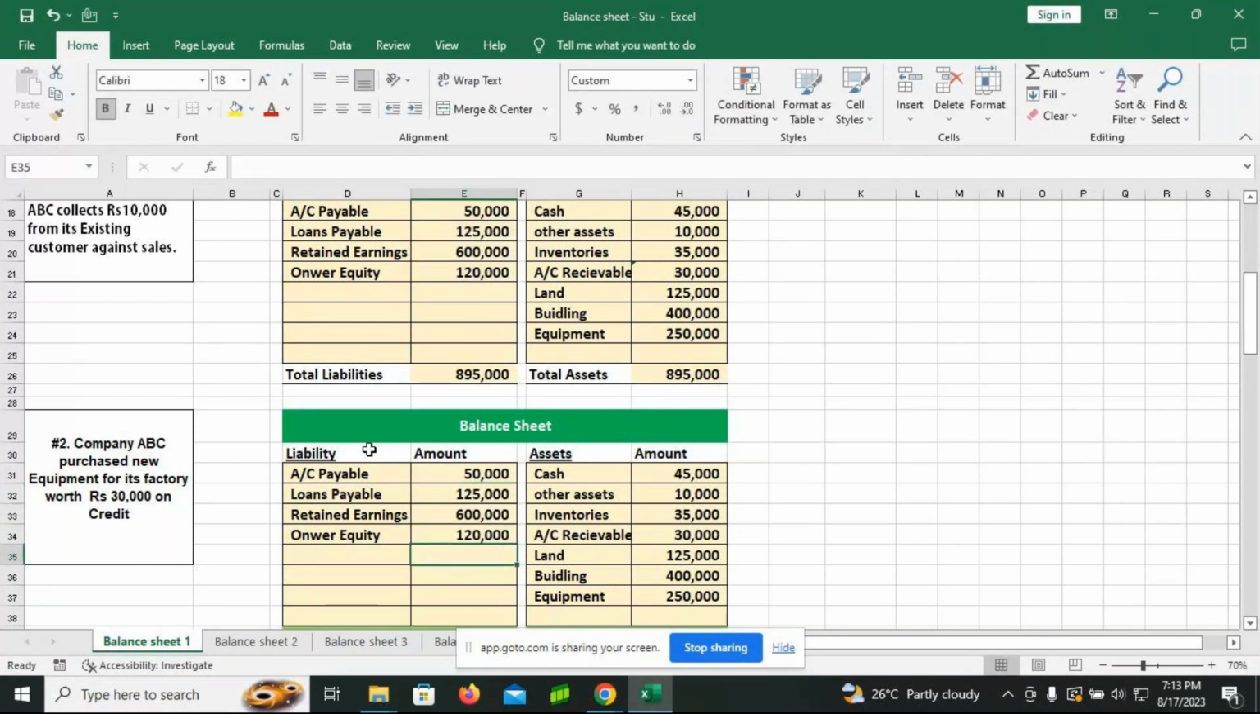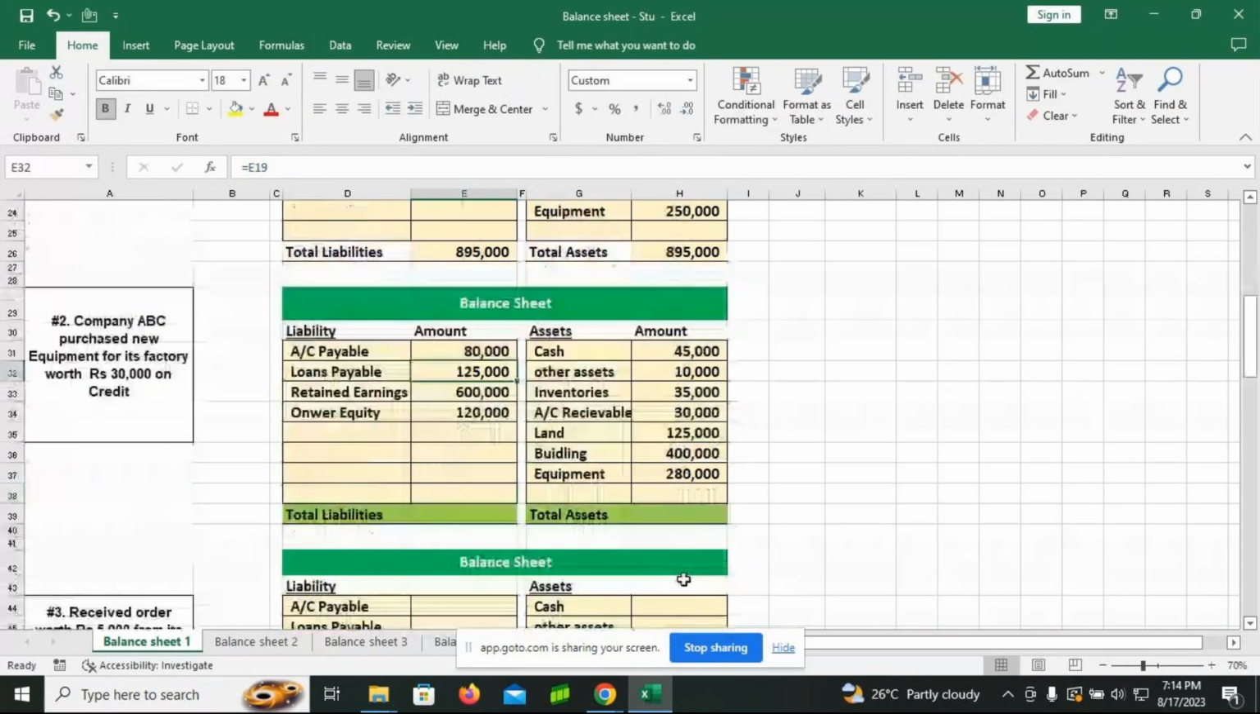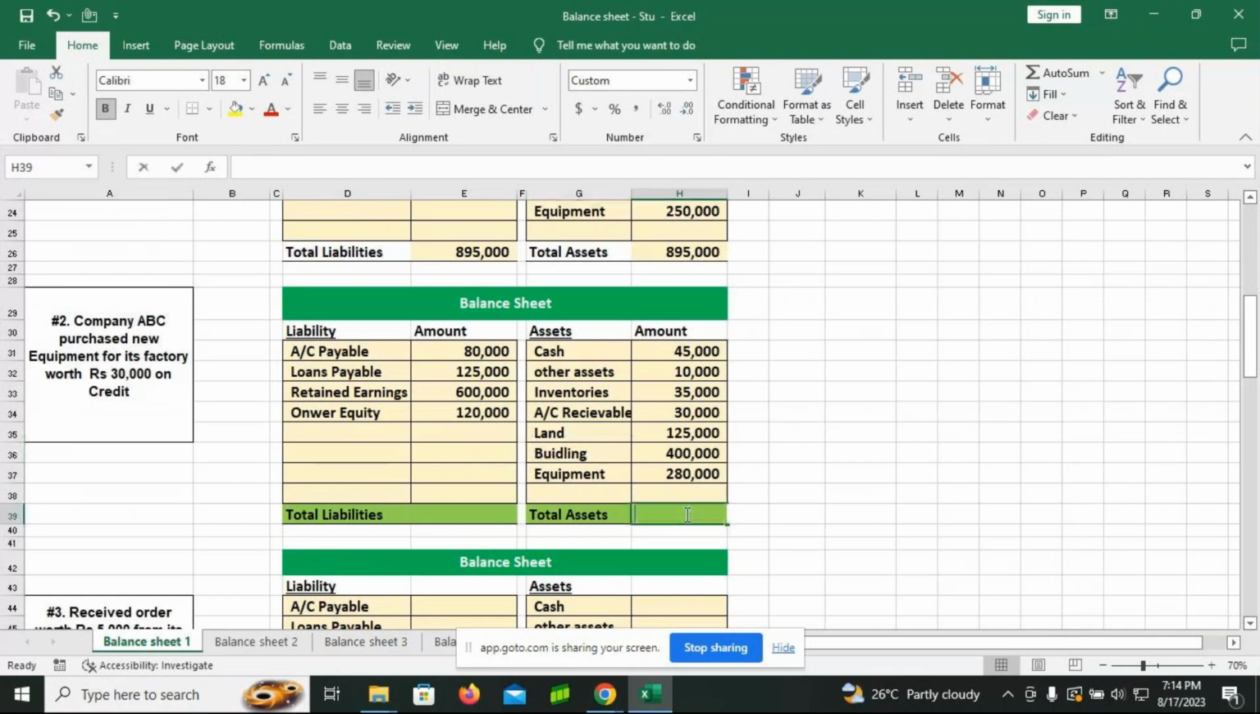So now here, equipment. Equipment will be added up with 30,000. So I'll come here, plus 30,000, and then account payable. They are telling that we have purchased the equipment for the factory worth rupees 30,000 on credit. So I have bought the equipment and the amount is not yet paid. So plus account payable. On the liability side, I need to add this 30,000 to account payable. So alt equals, it is 9,25,000.